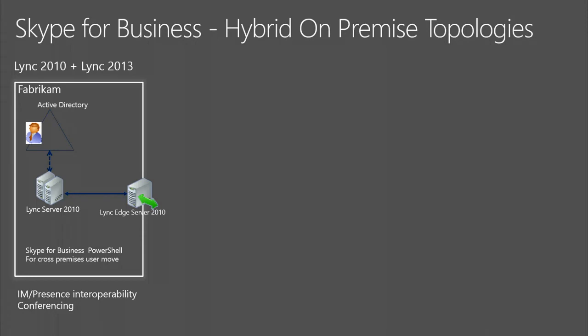After you move users between on-premise and the cloud, there's good interoperability between users on-premise and users online in conferencing. There's a requirement in that topology, and that's where Lync 2013 comes in. To do the moves, you require Lync 2013 as a minimum version for the PowerShell. Lync 2013 came with a set of cross-premise moving capabilities that allow users to keep their contacts and keep user-generated data.